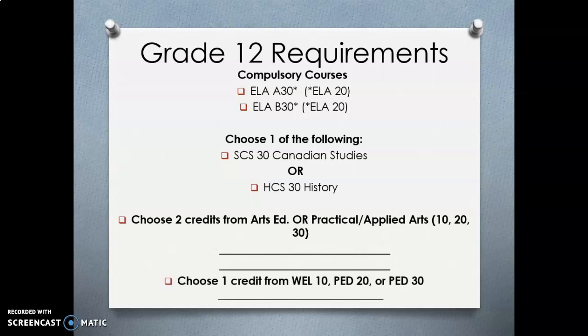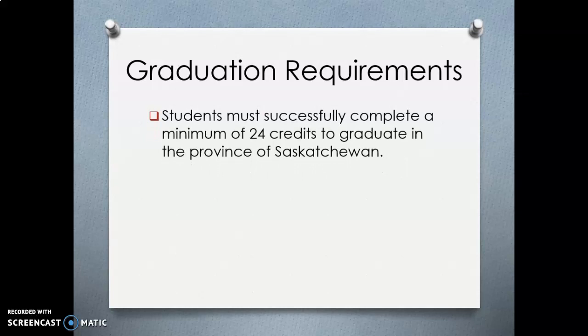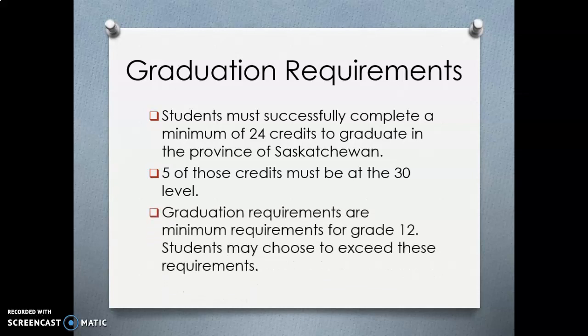Last but not least, remember I mentioned that Wellness 10 class, the Phys Ed class, or Phys Ed 30, you also need to graduate. So you must complete successfully 24 credits to graduate in Saskatchewan. 5 of those must be at the 30 level. So in order to graduate in Saskatchewan, you need to have 5 grade 12 classes or 5 30 level classes in order to graduate. And students, we are encouraging you to just exceed those expectations. Obviously, 24 is the minimum. Feel free to go beyond and above that.